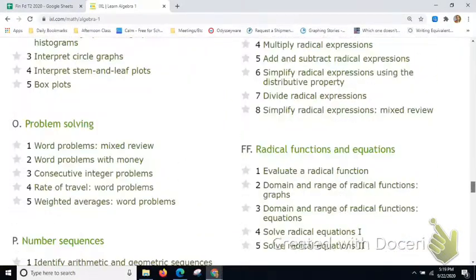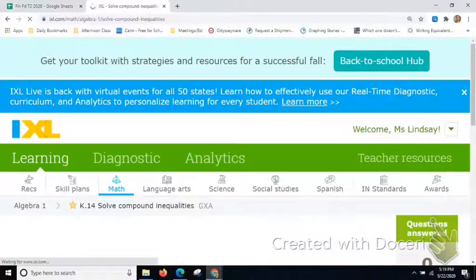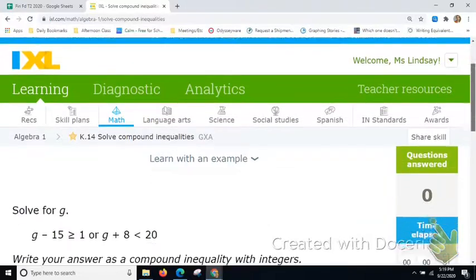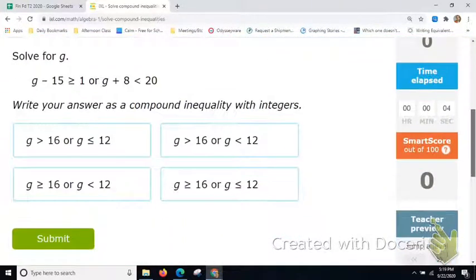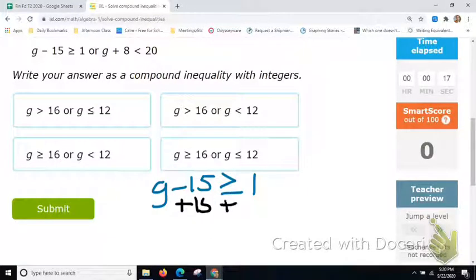And then K14 will be your last assigned lesson in K. And this is solving them. We did just a little bit of that on that worksheet, but I did not do too much because I knew I would want to get some examples from IXL. So this has or, so we solve them both separately. If I'm doing G minus 15 is greater than or equal to 1, we would add 15 to both sides. Just a one step there. So then it's G is greater than or equal to 16.